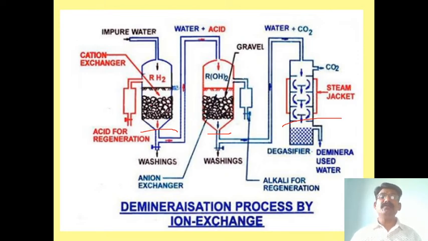The first cylinder is filled with some gravels, and above the gravels we use the acidic functional group, meaning the cation resin is filled in that cylinder. In the second cylinder we use the anion exchange resin, and the bottom contains the gravels. So one is the cation exchange resin cylinder, another is the anion exchange resin cylinder, and the third is the degasifier. These three we have to draw. And the pipes: one is for the acid for regeneration purpose, and another is the alkali for the regeneration of the anion exchange resin. So these are the labelings. First draw the diagram and label it well.